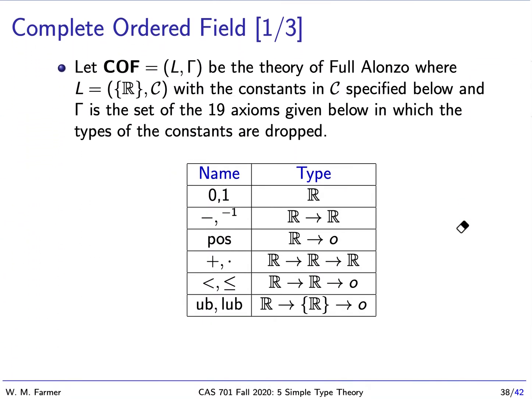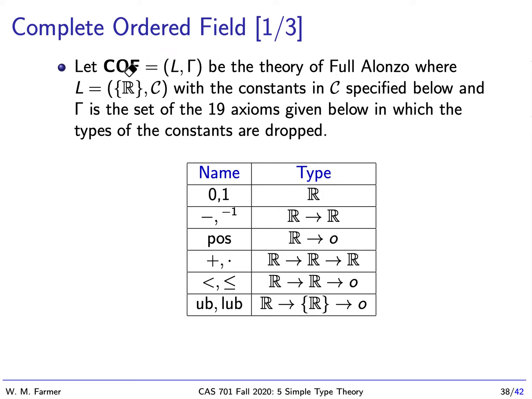So now I want to look at another categorical theory, which I'm going to call COF. COF stands for, it's right here, complete ordered field. And this is a theory of full Alonzo. We have one base type R, and we have a whole set of constants. The names are given here, and the types are given here. And below, I'm not going to put the types and the names as subscripts because we can see from this table what they are. So we have 0 and 1, we have negation and the inverse operation.